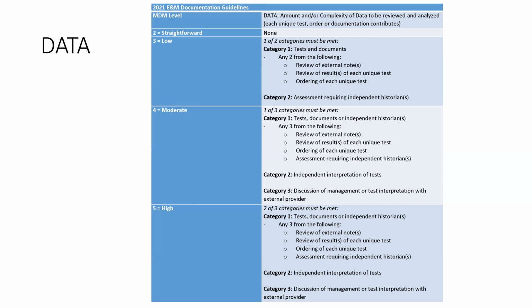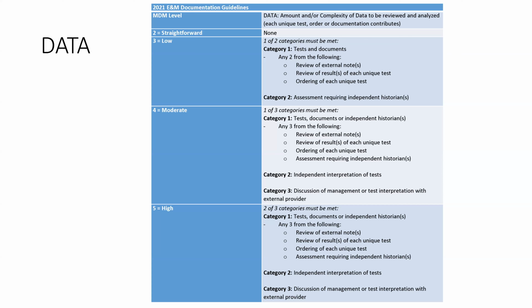Level 5, the only difference between a 4 and a 5 is that in a 5, you have to have 2 of the 3 categories instead of 1, which is where the independent interpretation of tests becomes very important when you're trying to get level 5. And you already get 5 here from category 1 and 2. You have to have 2 of them, so either 1 and 2, 1 and 3, or 2 and 3. And an ER provider doesn't count for category 3.